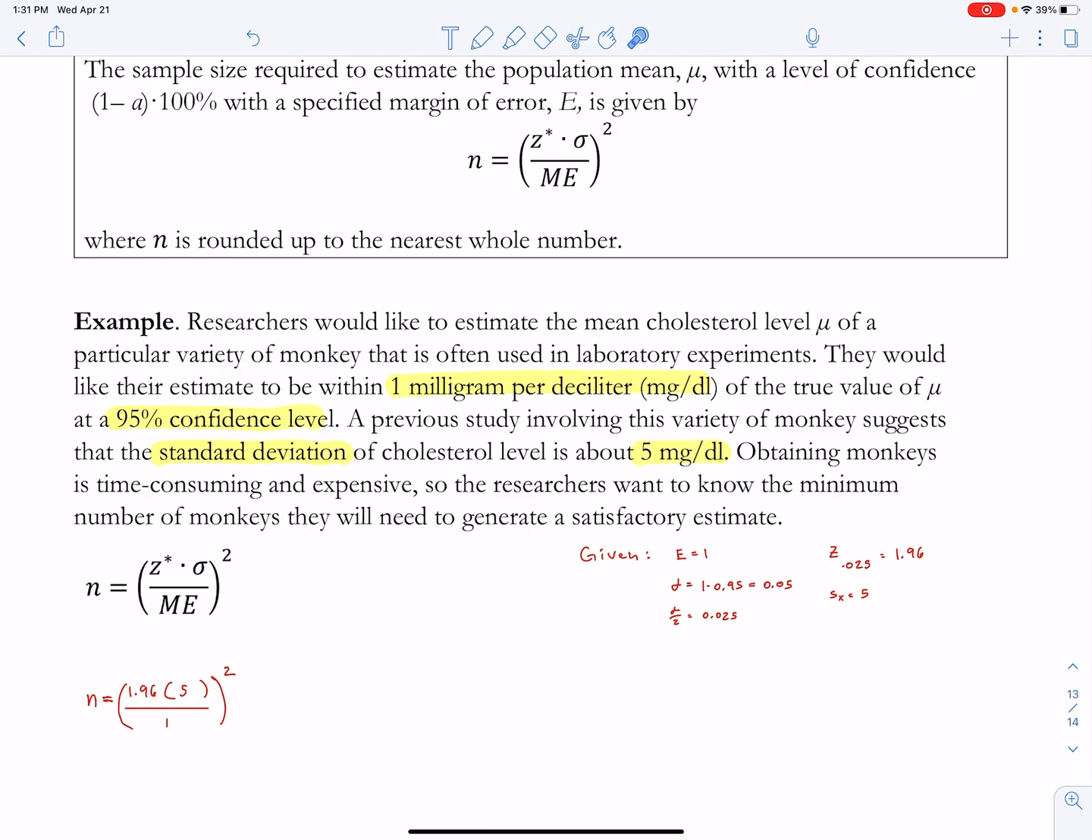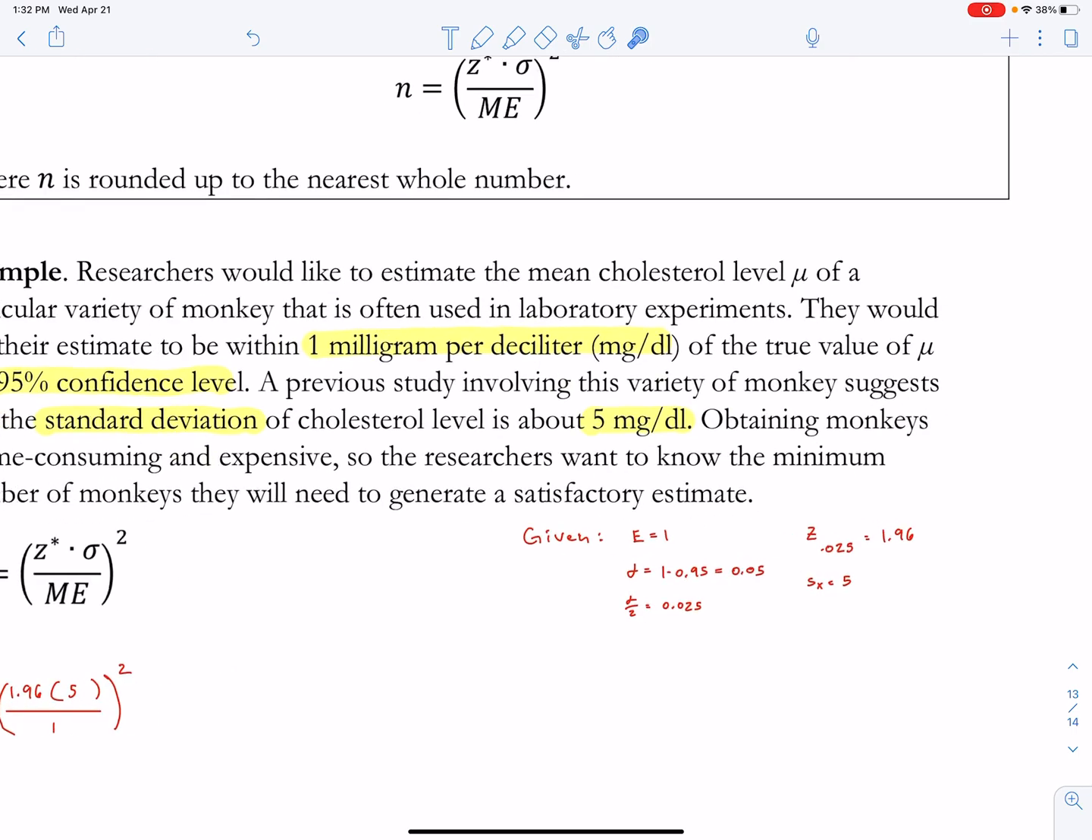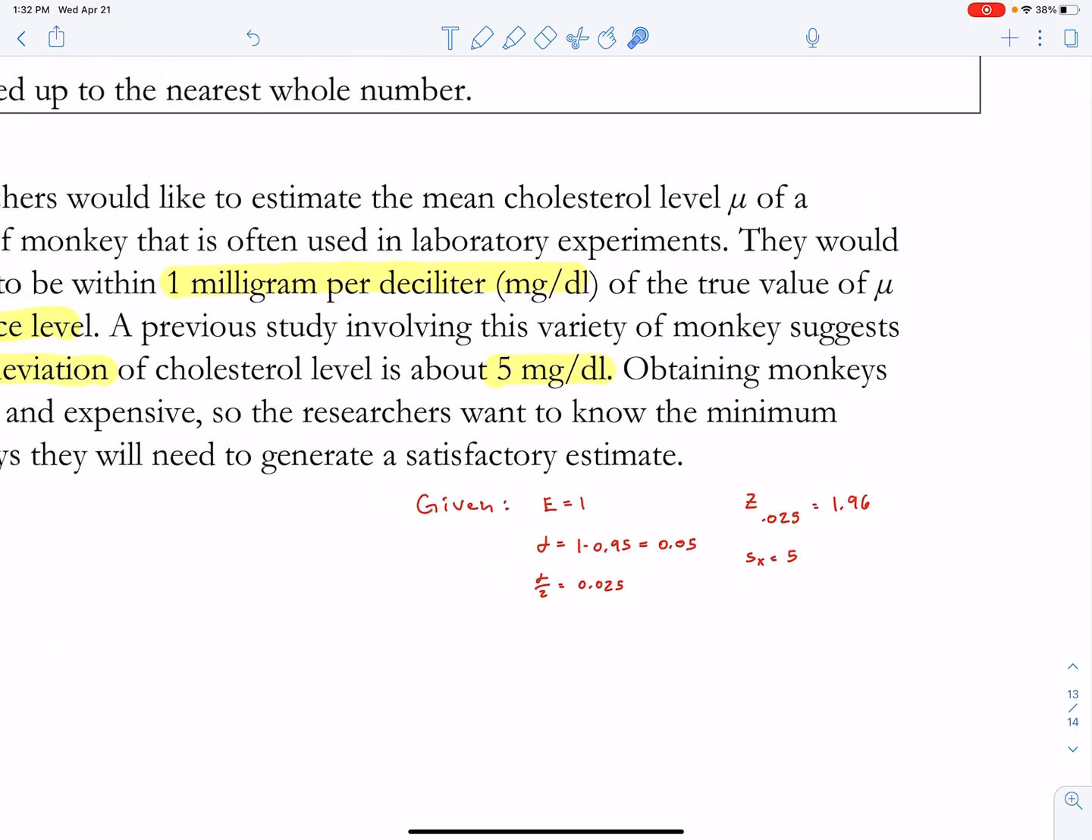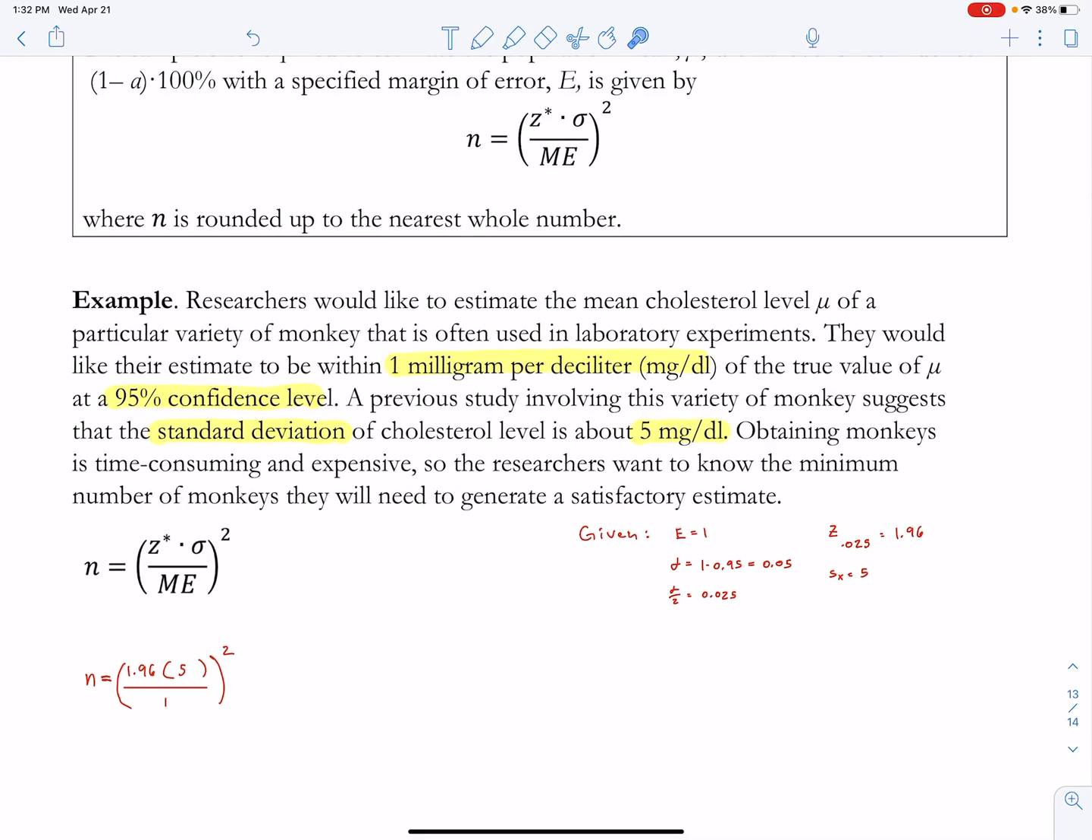Okay, so I'm just going to set this up for you, and then you can do the calculation to find n yourself. We know what our E is. E is 1, because they would like their estimate to be within 1 milligram per deciliter. So our E is our margin of error. And then our alpha is 1 minus our confidence level. We've done that. Alpha divided by 2 is the same. What's happening here, and this is kind of unique for this problem and for 9.2 in general, is you see your Z up here? This is your Z-score.